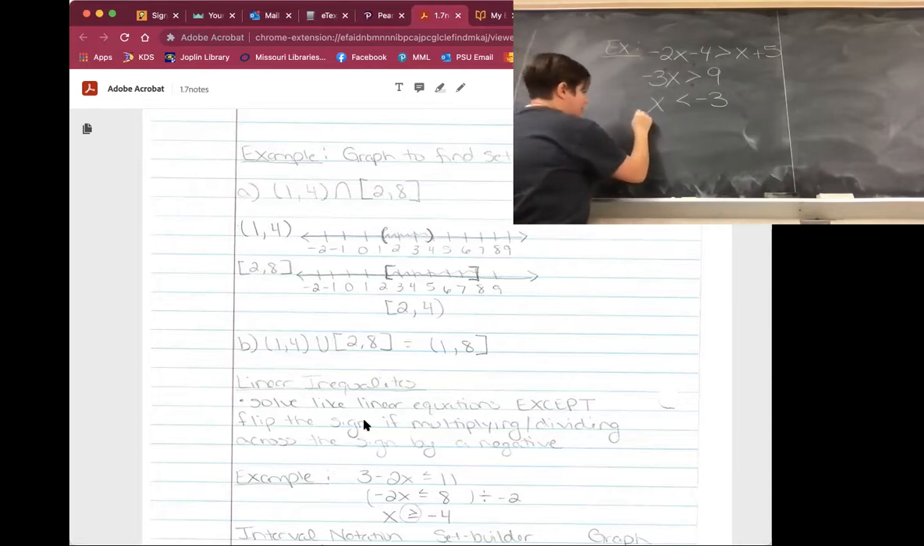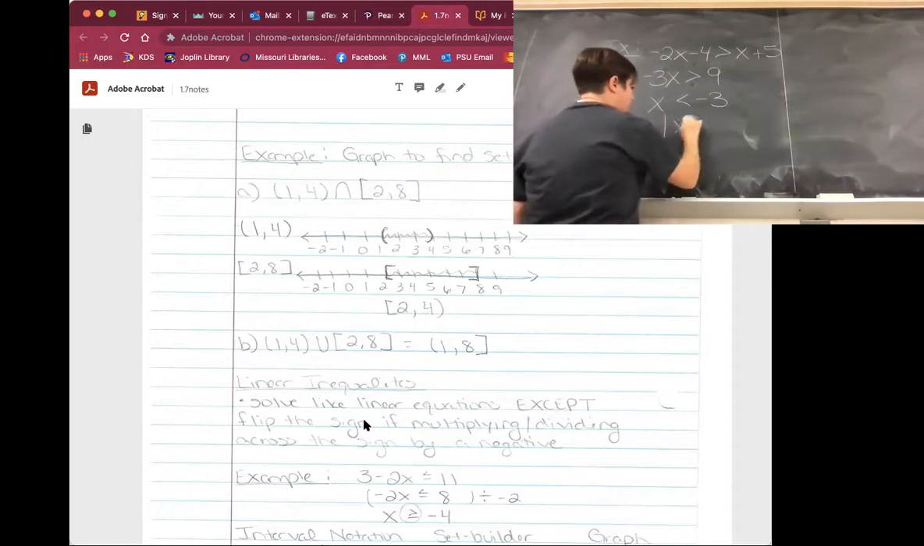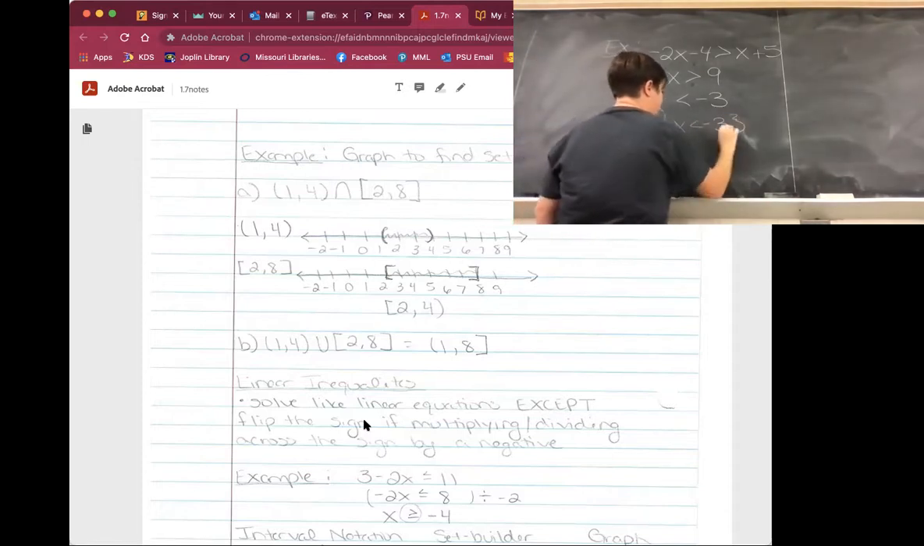Let's do set builder first this time. Set builder says curly bracket x such that, and then I simply put in my inequality: x is less than -3.